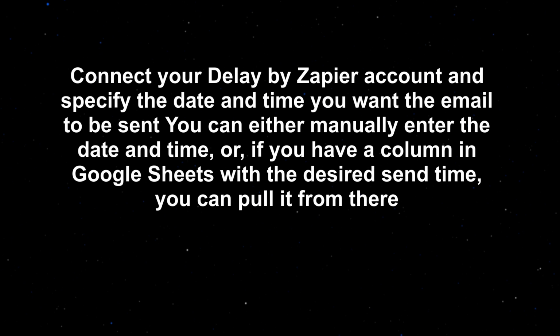For the next action, select Delay by Zapier for the action event. Choose Delay Until. This is where the magic happens. Connect your Delay by Zapier account and specify the date and time you want the email to be sent. You can either manually enter the date and time, or if you have a column in Google Sheets with the desired send time, you can pull it from there.